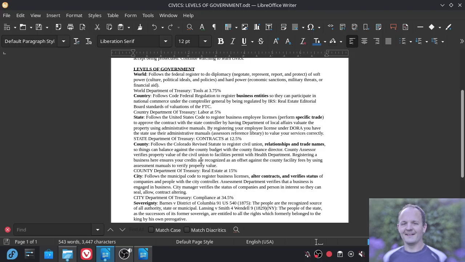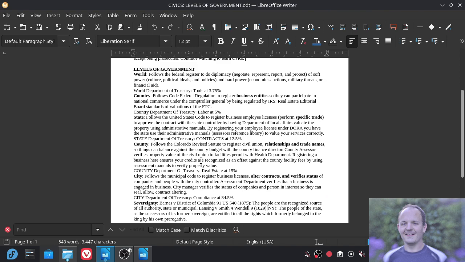The country follows the Code of Federal Regulations to register business entities, so they can participate in national commerce under the Comptroller General by being regulated by the IRS Real Estate Editorial Board Standards of Evaluation of the FTC, Federal Trade Commission. Country Department of Treasury does labor at 5%.